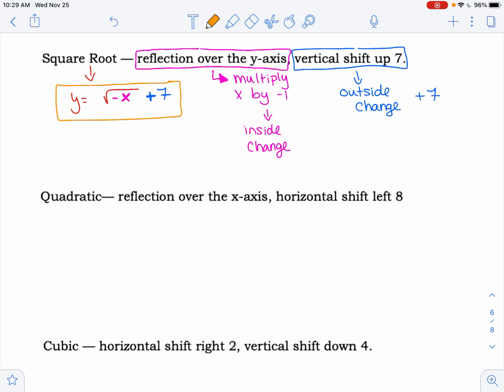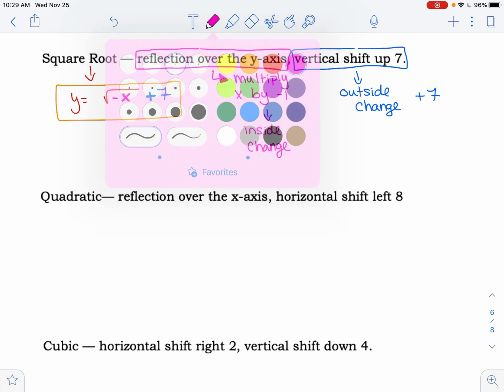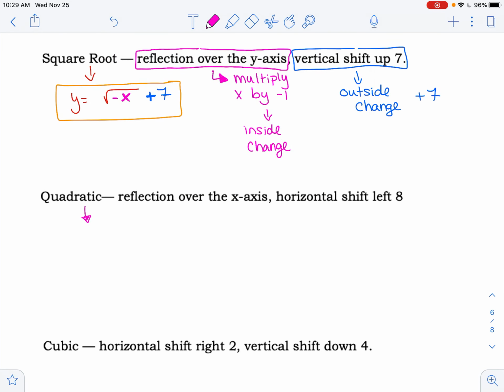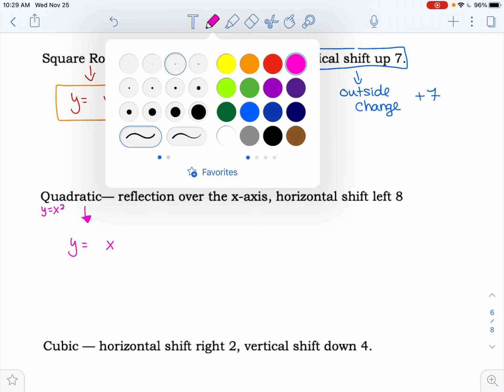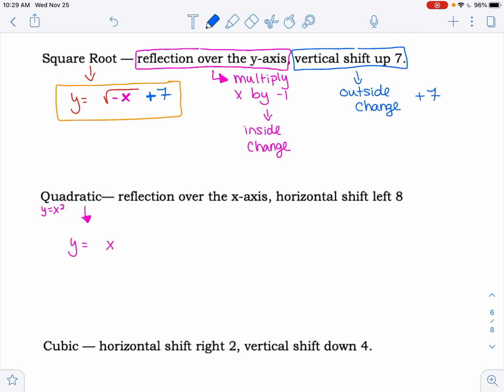Here I have a quadratic. So I'm going to have y equals x, and then I'm going to have a squared. But I want to see if there are any inside changes first before I deal with that. So let's kind of tackle this. Here I'm going to have a reflection over the x-axis. This is an outside change.